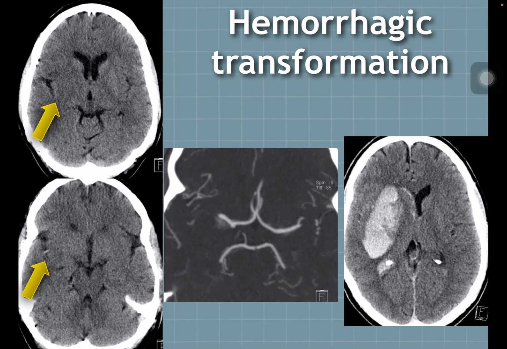So here we have a dense MCA segment, thromboembolic material. There is a hyperdense sign with abrupt cutoff on the CT angiogram with comparatively mildly reduced MCA branch filling. There is a subtle hypodense blurring at the right insular region. After a few days, the patient deteriorated, and this repeated non-enhanced CT shows a large acute intraparenchymal hemorrhage.